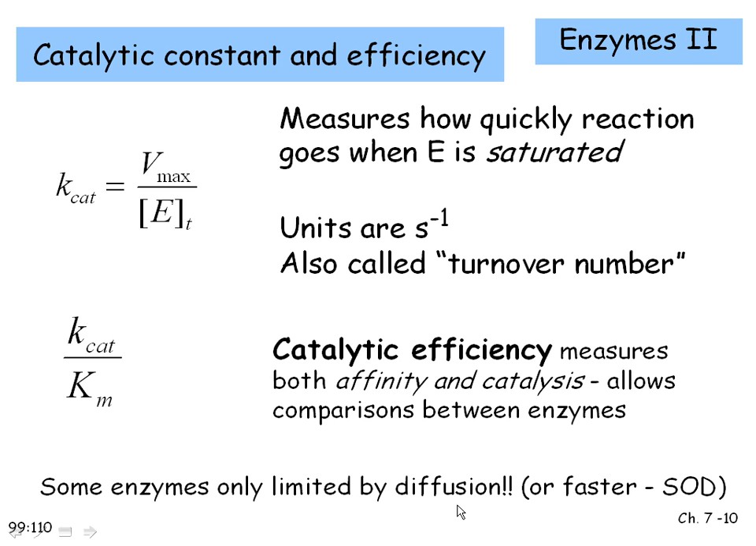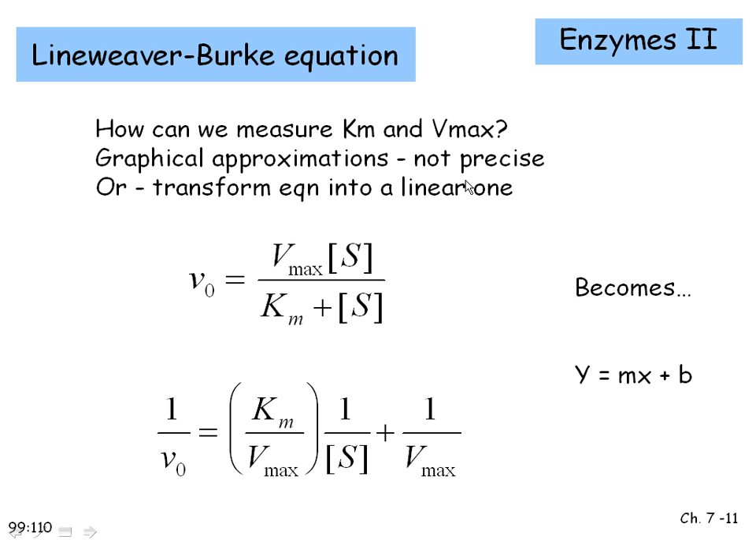There's some that appear to be faster than diffusion. Superoxide dismutase is the enzyme that protects your body from superoxide, which is a really nasty form of oxygen. And the thought is there that the enzyme actually has an electrostatic surface that it uses like a tractor beam to pull in the superoxide. So, okay.